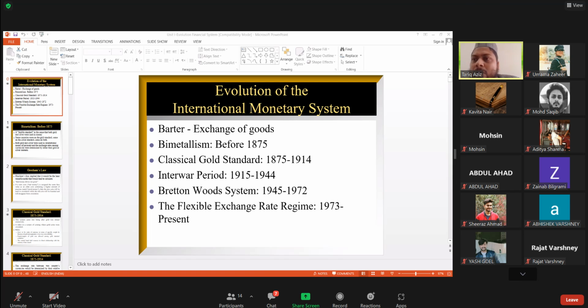Every king used to mint gold coins and silver coins, and sometimes his stamp or his photo, I mean the name of the monarch, was printed on that coin. But broadly speaking, monetary policy was not controlled by the government under the bimetallism system that was there before 1875.